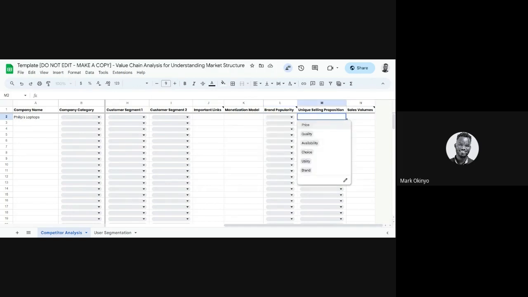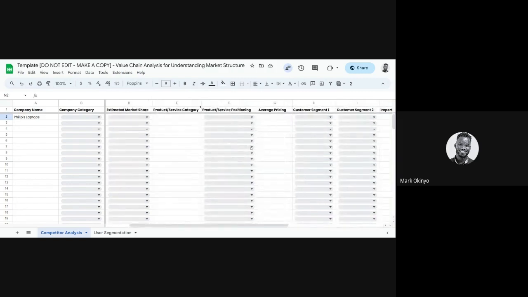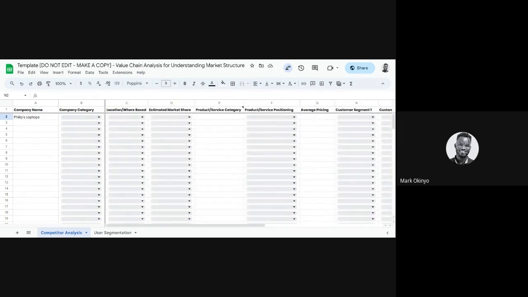And then under unique selling proposition, a customer evaluates products in a number of different ways. There are people who are very price sensitive. There are people who prefer quality. Availability can sometimes matter. And then choice, so being able to have lots of options. Utility, in terms of what is the service that I'm getting from this product. And then on the brand, these are more emotionally driven businesses. So yes, you have this template. Feel free to make a copy and use it for your own research.